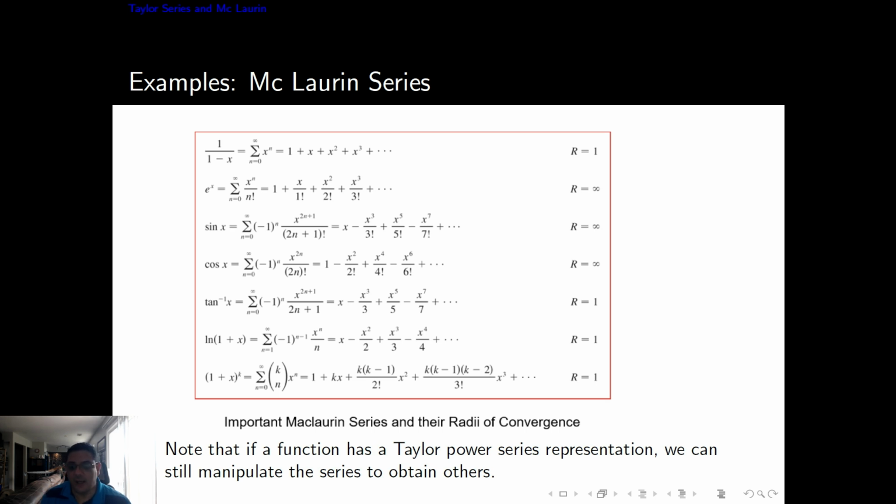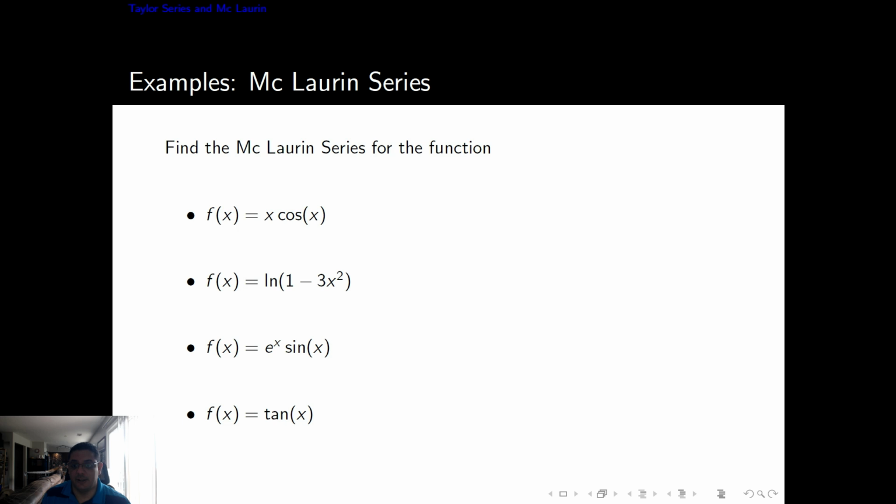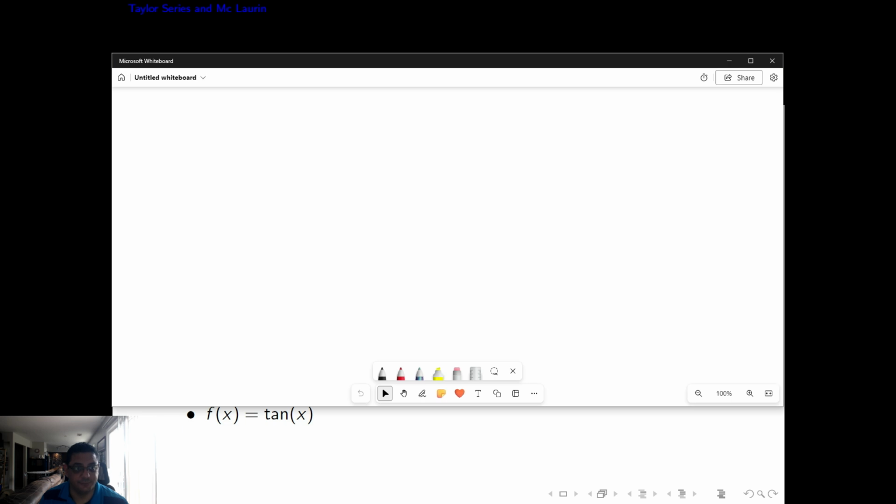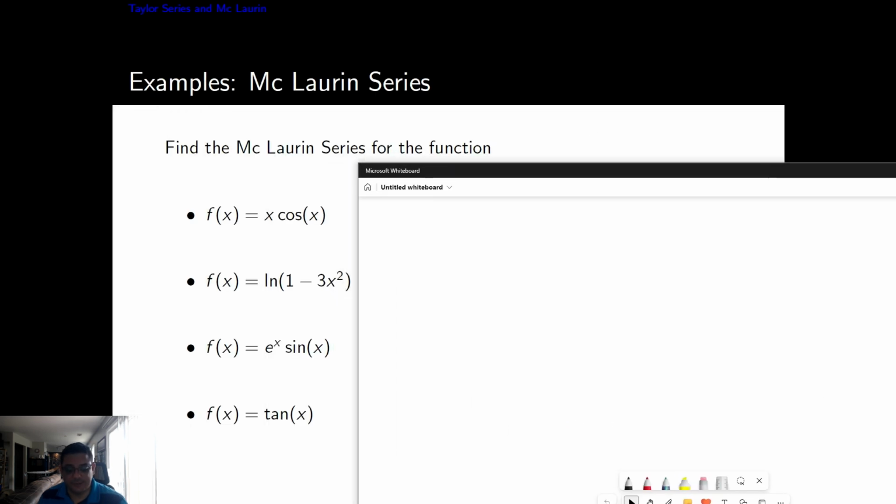Now, if any of these Taylor power series can be used to represent a function, we can still manipulate them to obtain other functions. So for example, let's take a look at finding the Maclaurin series for the following functions. We're going to start with f of x being x times cosine of x.